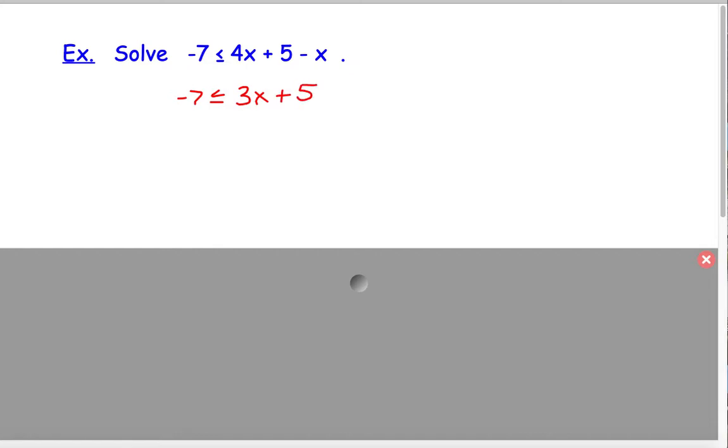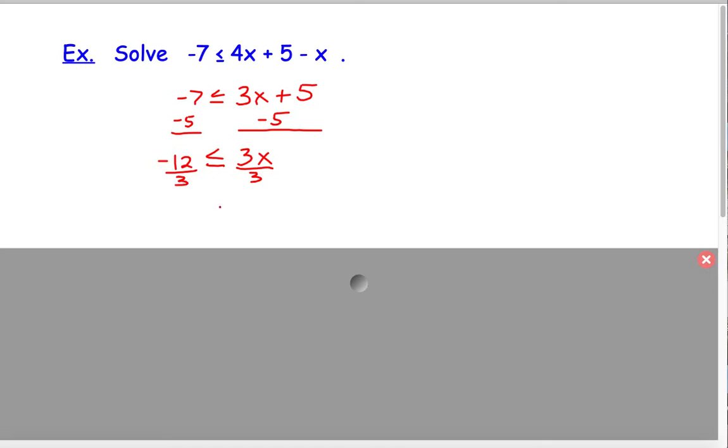Now I'm ready to get the x by itself, subtract 5 from both sides. And by the way, that does not change the inequality, so it's still less than or equal to. On the left side, I'm going to get negative 12, and on the right side, I'm going to get 3x. Last step would be to divide both sides by 3.